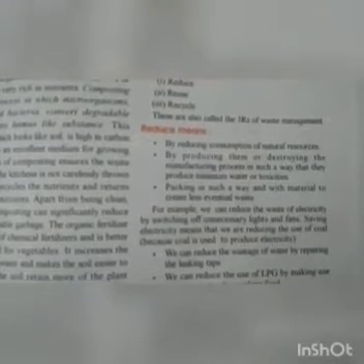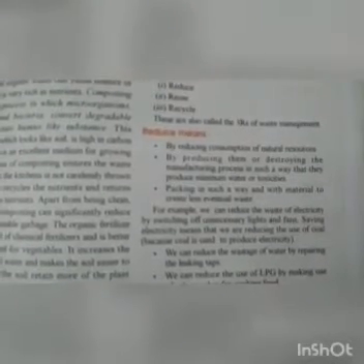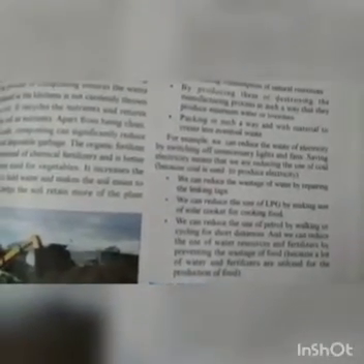For example, we can reduce the waste of electricity by switching off unnecessary lights and fans. Saving electricity means that we are reducing the use of coal because coal is used to produce electricity. We can reduce the waste of water by repairing the leaking taps. We can reduce the use of LPG by making use of a solar cooker for cooking food. We can reduce the use of petrol by walking or cycling for short distances. And we can reduce the use of water resources and fertilizers by preventing the waste of food, because a lot of water and fertilizers are utilized for the production of food.